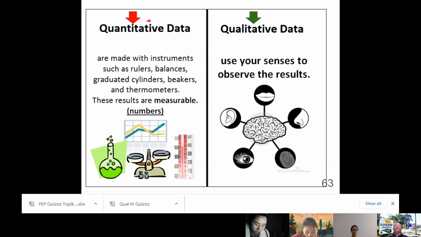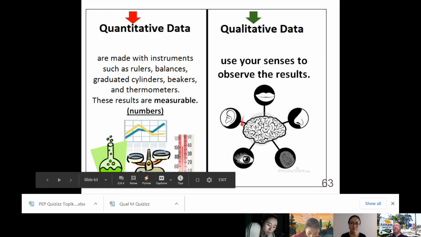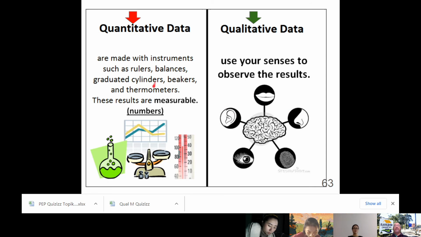Okay, now here is quantitative data. This is the qualitative data. Qualitative data is everything that you can use your senses to observe: the color of things, or the smells, and so on. So this is what you can capture using your 5 senses. But the quantitative one is concerned with measurement.